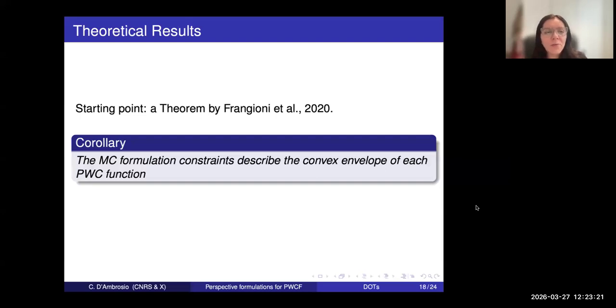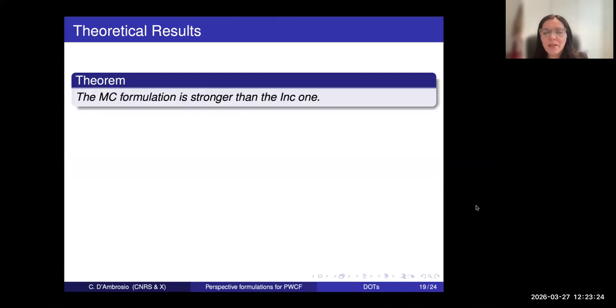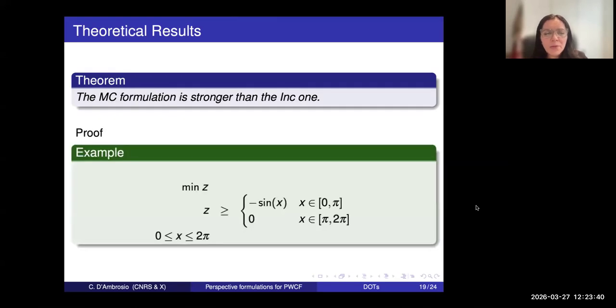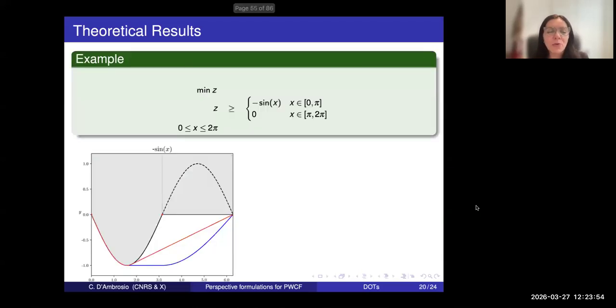For a long time, our conjecture was that also in the general piecewise convex case it was the case, but actually we could prove that this is not the case. So the multiple choice formulation is stronger than the incremental one. The proof is pretty simple. We just identified a numerical case in which the continuous relaxation provides a worse lower bound than the one of the multiple choice.